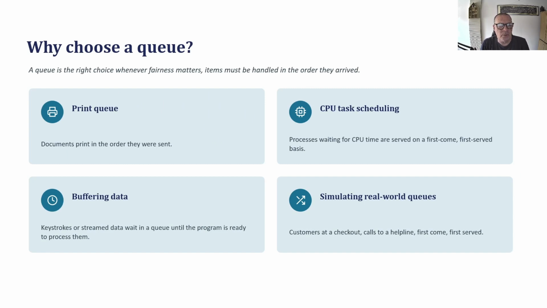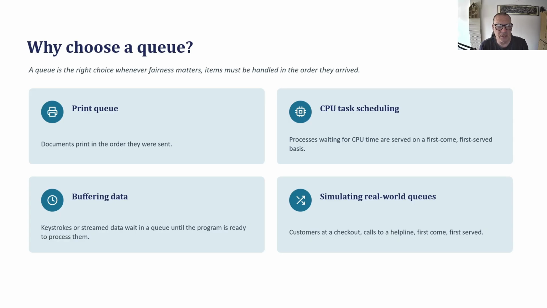So when would you use a queue? Queues are used when we want things to be fair, you want things to take turns, things have to be handled in the order they arrive. Print queues are often done like this, so documents print in the order that they were sent to the printer. It's considered fair. CPU tasks get scheduled in this way sometimes. So again, to be fair, to give processes time on the CPU, they might be done on a first come first served basis. So they go into a task queue.